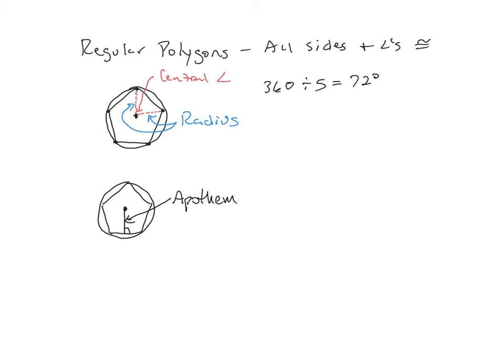And you might think, okay, well then why are we talking about radius and central angle? Well, because sometimes we don't know the apothem, and we're going to have to figure it out, and we're going to need the radius, and we're going to need a central angle and all that kind of stuff. Okay.